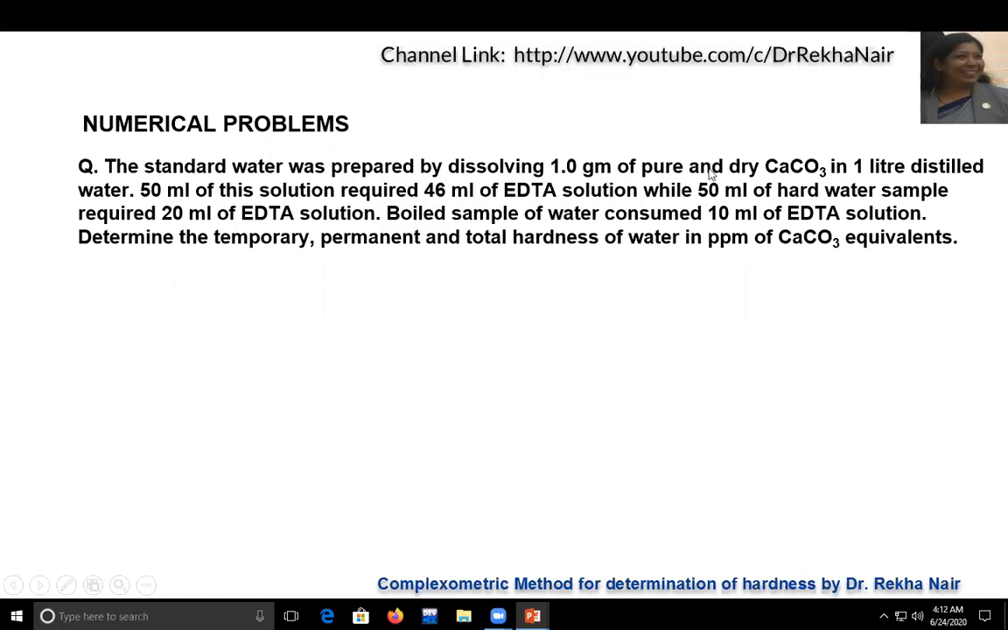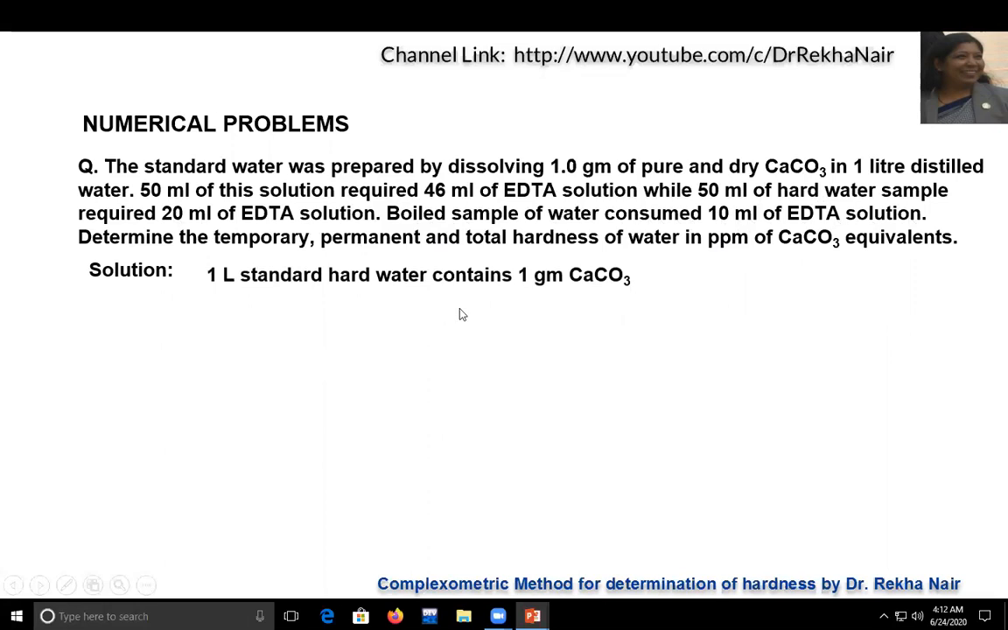And we have taken 50 ml of hard water sample, which contains temporary and permanent hardness both. It required 20 ml of EDTA solution, so V2 is 20 ml. This is our second titration. The third titration was for temporary hardness, that is, the boiled water sample consumed 10 ml EDTA solution. So V3 is 10 ml. Determine temporary, permanent and total hardness of water in ppm of calcium carbonate equivalence. Let us do the numerical in the same way that we have done for the derivation part.